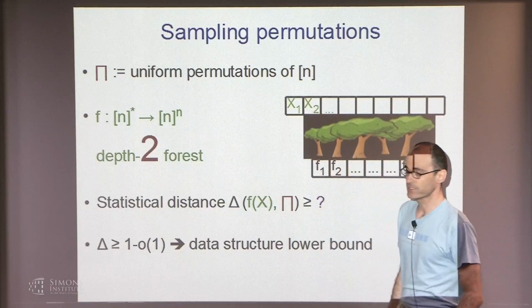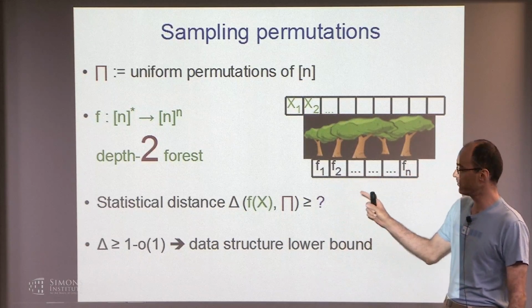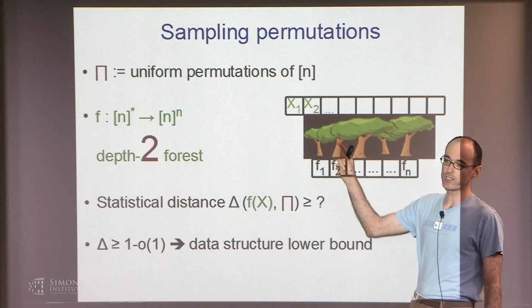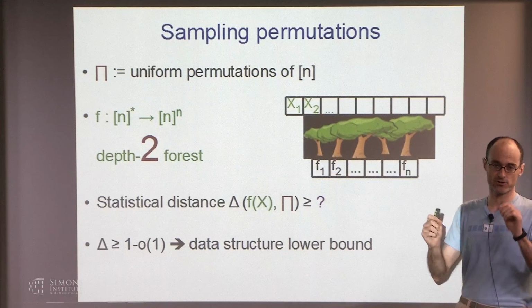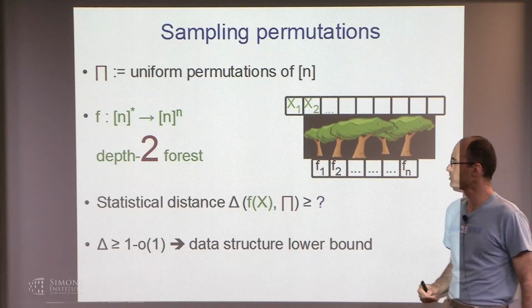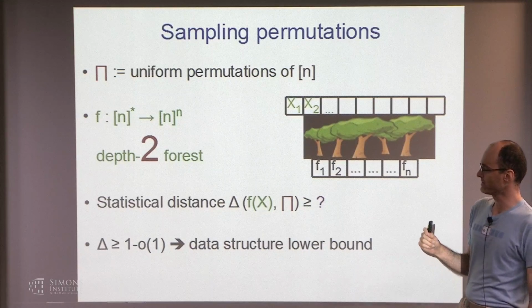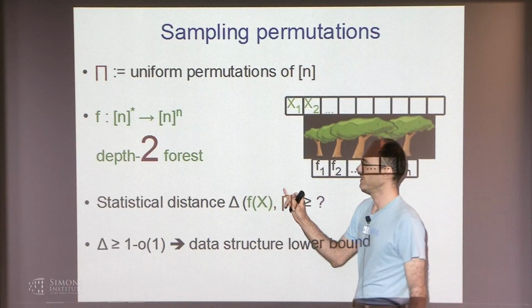Okay, and I want to sample pi, again by a decision tree, a decision forest. So now each query of the tree will be an element within 1 and n, so the children of each node are n, as opposed to 2. And it's not even known what the statistical distance is if the tree has depth 2.